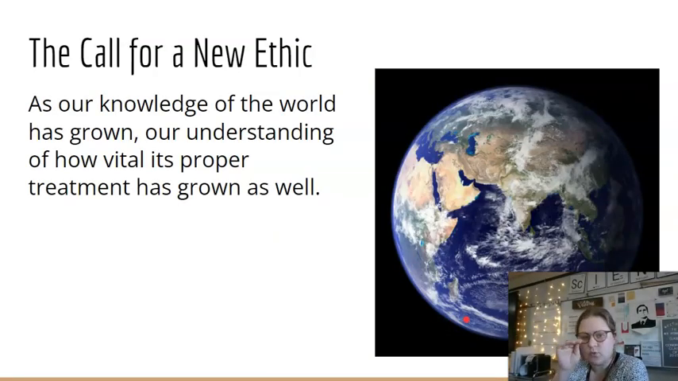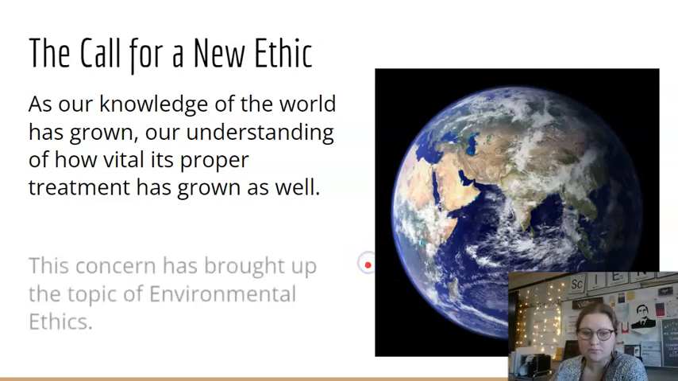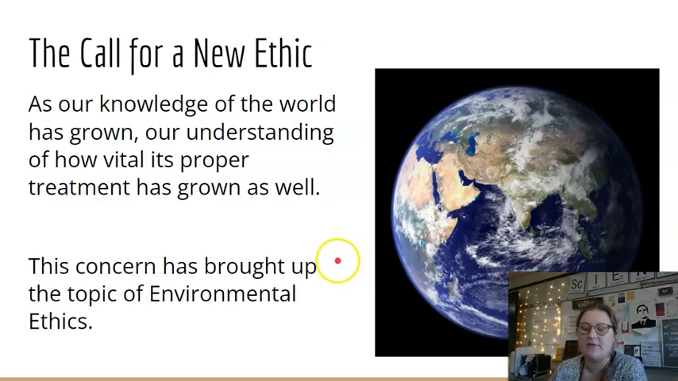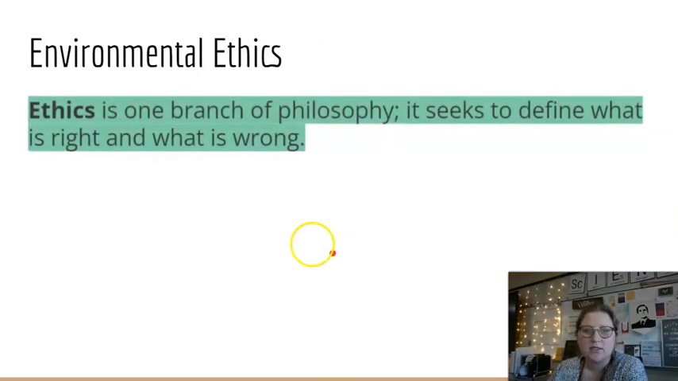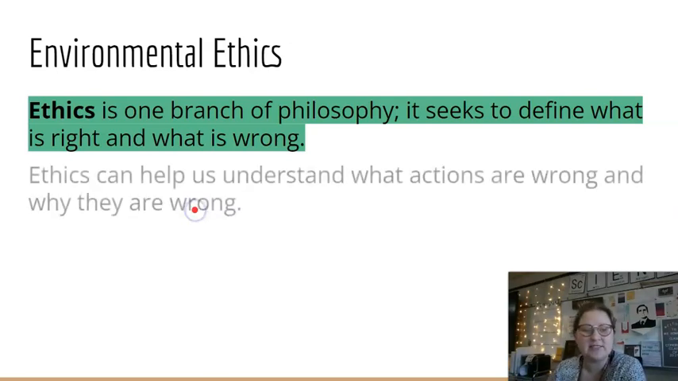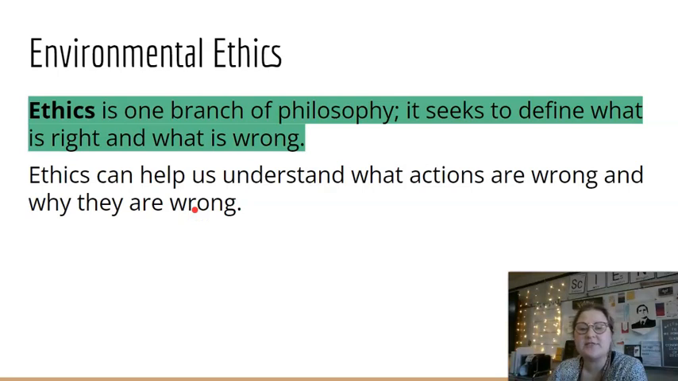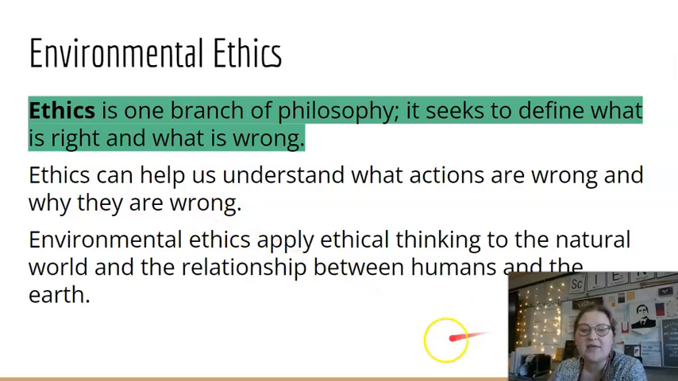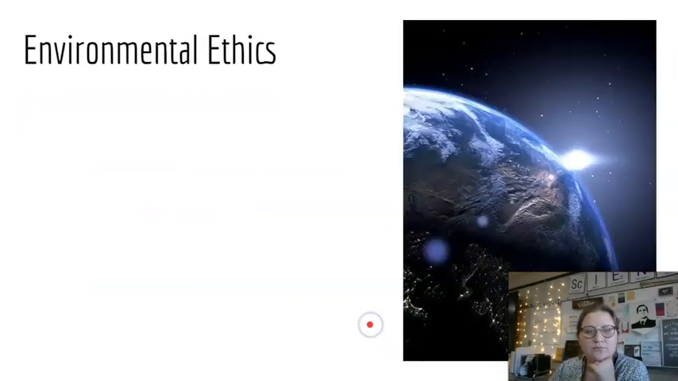All right, so as our knowledge of the world has grown, our understanding of how vital its proper treatment is has grown as well. The concern has brought up this topic of environmental ethics. Ethics is one branch of philosophy, and it seeks to define what is right and what is wrong. And that can differ depending on the person and what life they've lived, their personal opinions, and all of that. But ethics can help us understand what actions are wrong and why they are wrong. Environmental ethics applies ethical thinking to the natural world and the relationship between humans and the earth.